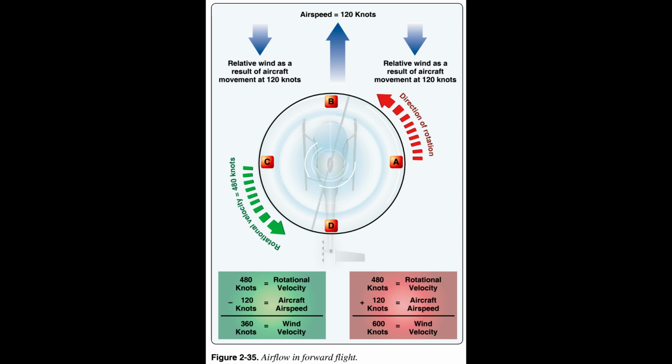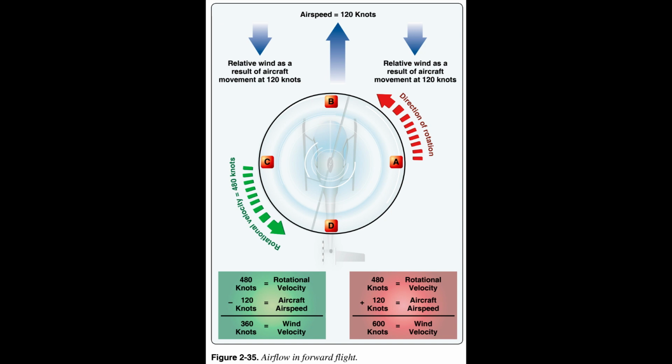The blades, positions B and D, over the nose and tail move essentially at right angles to the airflow created by forward airspeed. The velocity of airflow meeting these blades equals the rotational velocity. This results in a change to velocity of airflow all across the rotor disc and a change to the lift pattern of the rotor disc.